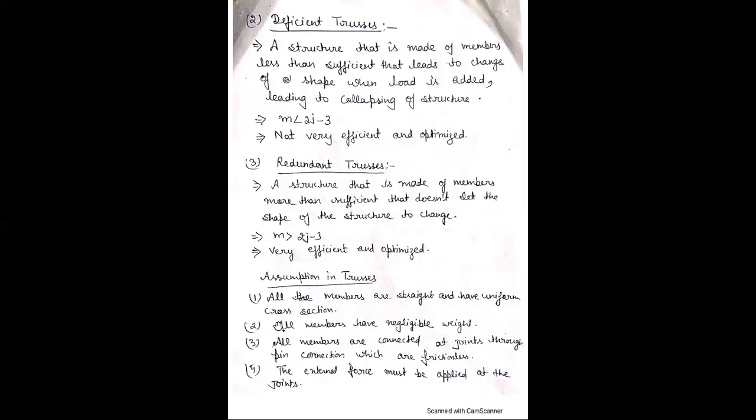Now the assumptions in trusses. First, all the members are straight and have uniform cross section. If the members are not straight, then there is a bending moment, and the truss changes into a frame. Second, all the members have negligible weight compared to the load applied on the truss. Third, all members are connected at joints only through frictionless pin connections, not at the center of the member.